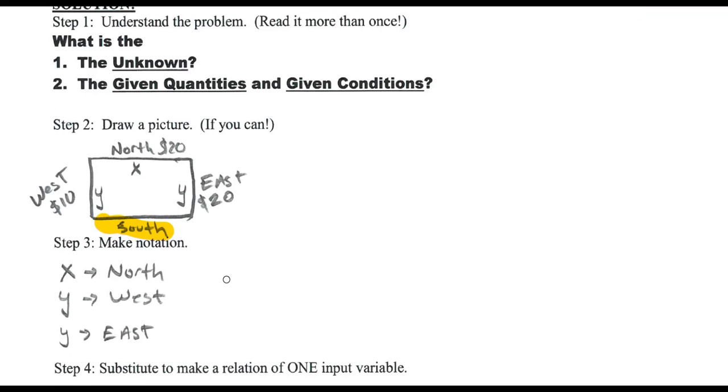Step 3, make some notation. I called the north side X, and I labeled it $20 to remind myself that it costs $20 to build the X side. Y I called the west side and wrote $10 to remind myself that it costs $10 to build the west side. The dimensions of the east side are the same, so I also called the east side Y. However, on the east side I wrote $20 to remind myself it costs $20 to build on the east side.